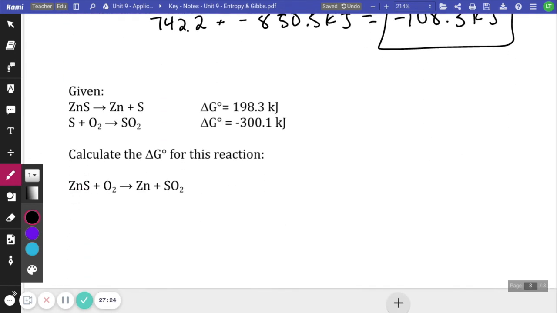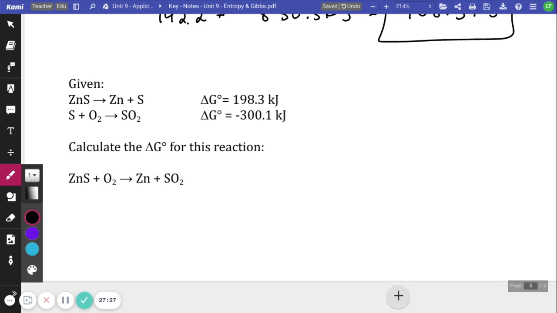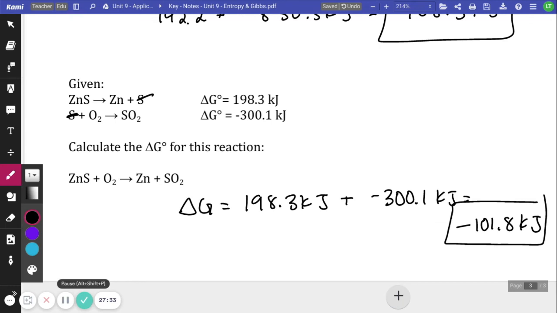All right, so you guys go ahead and work this next one. Pause the video and work this problem. All right, when I solved that one, I didn't have to manipulate anything up here. S is my intermediate that is produced in one reaction and then used in the next. And I got that my delta G would be negative 101.8 kilojoules.